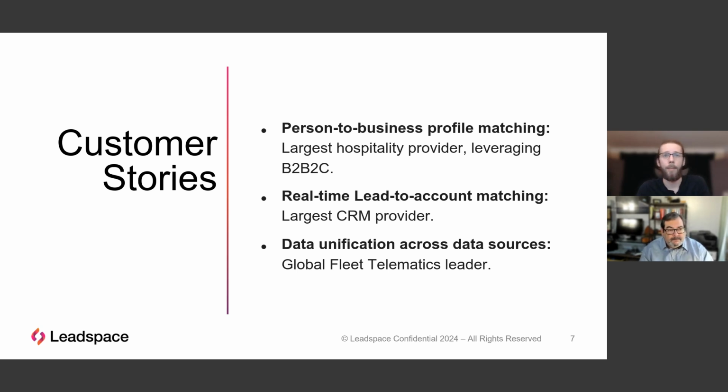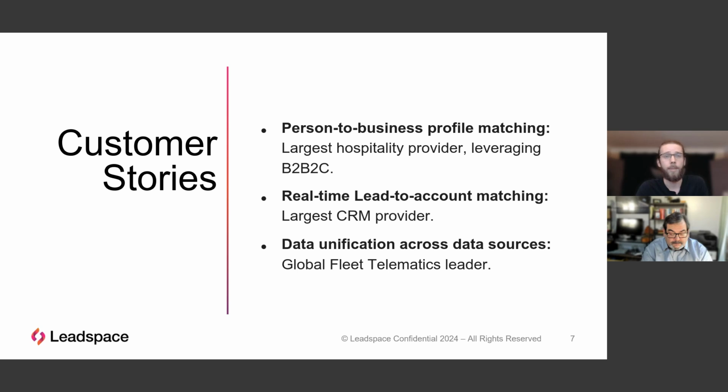And hopefully coming away from this, you'll have some ideas, maybe relate to some of these issues a bit within your own organizations. So the first one we're going to get into is talking more about that person-to-business profile matching. This is really focused in on that personal email situation. And they had a really special use case here.